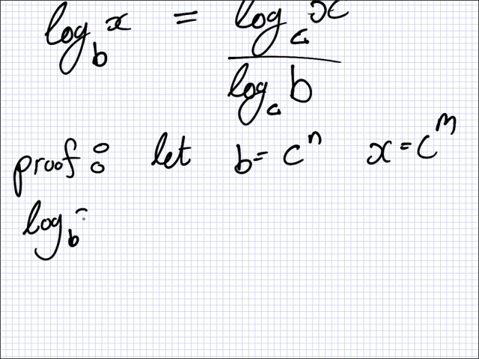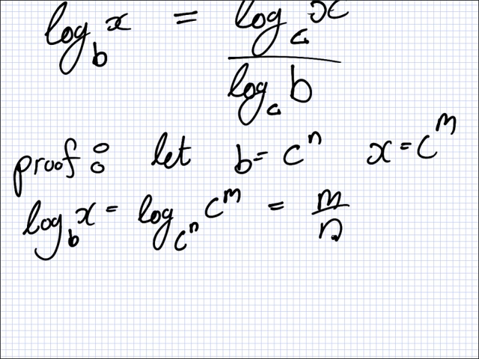So log base b of x would equal log base c power n of c power m, which equals m over n, like in the previous proof, which is log base c of x over log base c of b. Oh, that's the end of it. Okay, I guess I do remember how to prove it. Right, so that's the end of that proof.